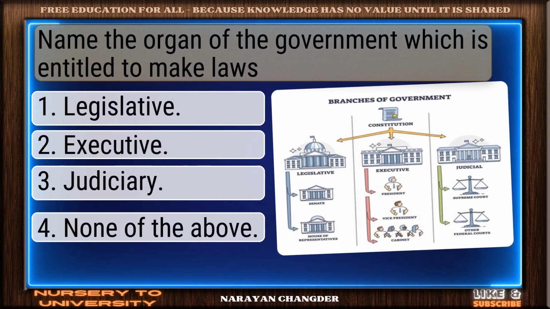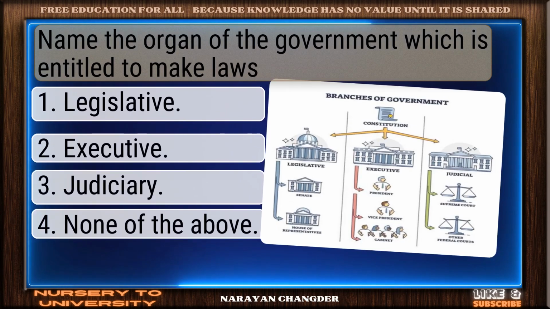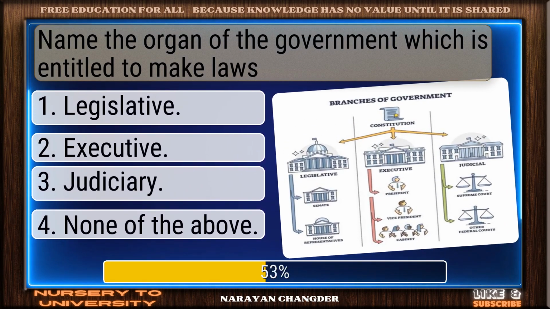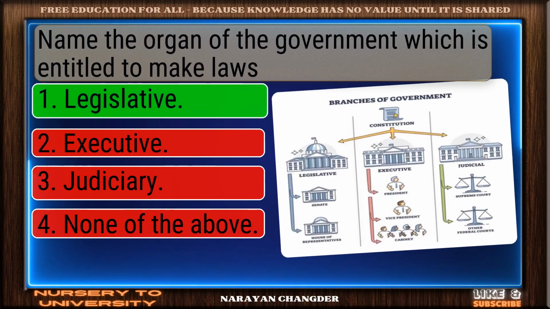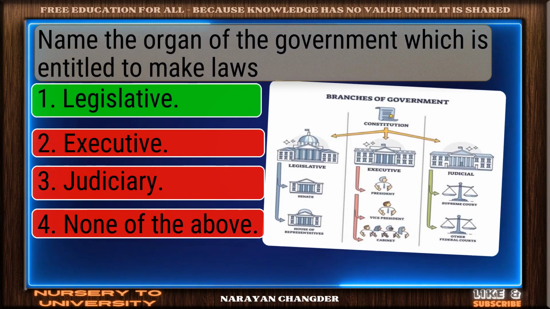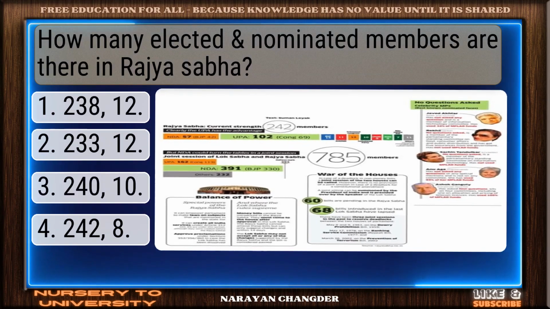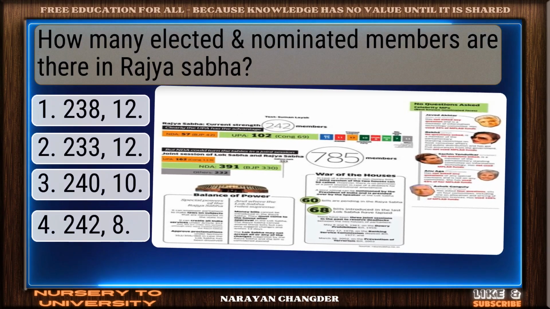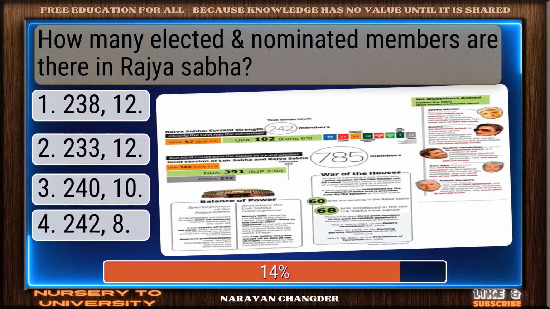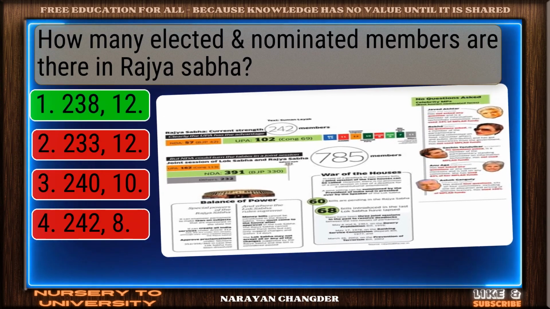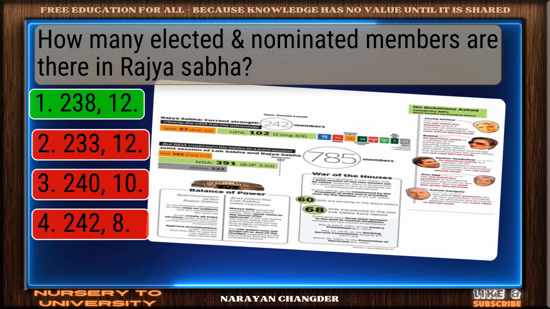Question number 74. Name the organ of the government which is entitled to make laws. Well done. Legislative is the right choice. Question number 75. How many elected and nominated members are there in Rajya Sabha? Great thinking. 238-12 is the right choice.